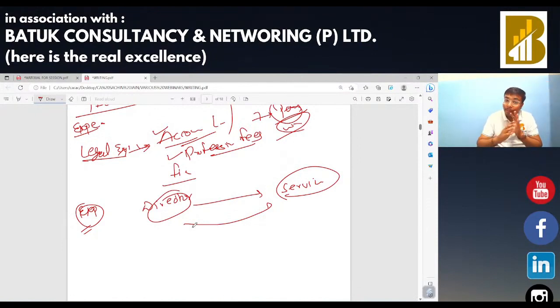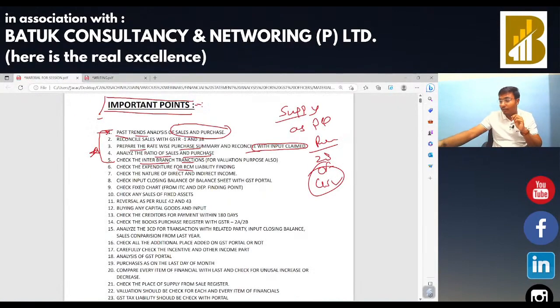Sir, from the expenditure side, one important point is that we need to analyze this expenditure side from the RCM point of view also. We need to check that there is no item on which reverse charge is applicable and the assessee has not paid the tax under reverse charge. In that particular case we need to check the same. Sir, so this is also a trick from which we can check multiple things.